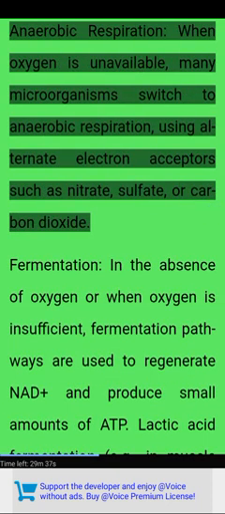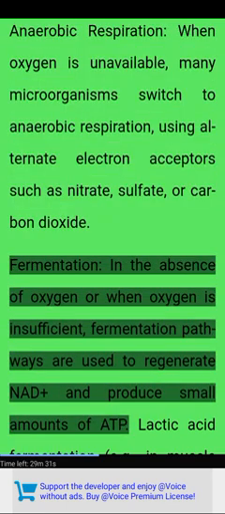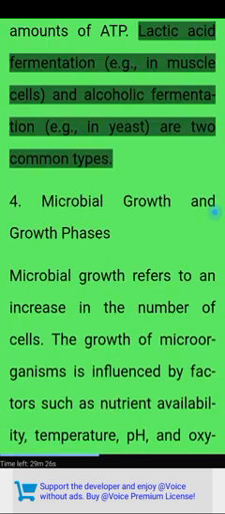Anaerobic respiration. When oxygen is unavailable, many microorganisms switch to anaerobic respiration, using alternate electron acceptors such as nitrate, sulfate, or carbon dioxide. Fermentation. In the absence of oxygen or when oxygen is insufficient, fermentation pathways are used to regenerate NAD+ and produce small amounts of ATP. Lactic acid fermentation, e.g., in muscle cells, and alcoholic fermentation, e.g., in yeast, are two common types.